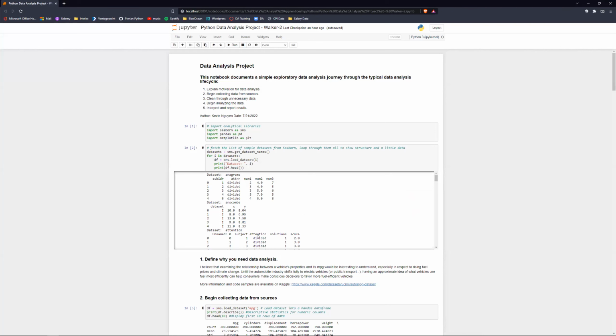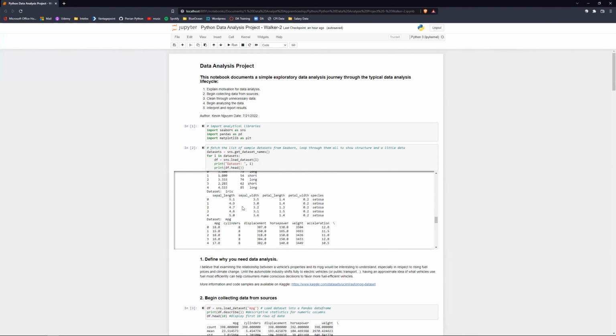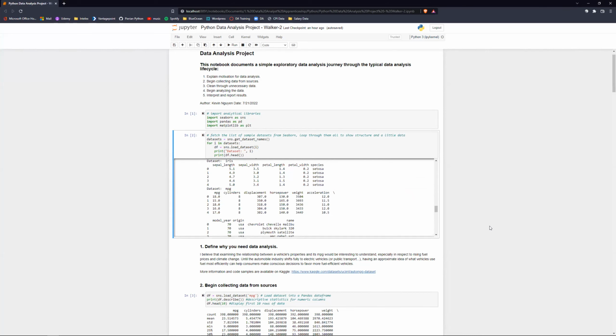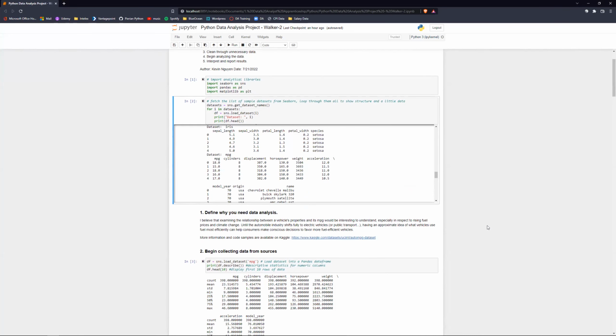Yep, looks good. Okay. So for my data analysis project, I just stuck with what was in Seaborn. And I decided to do the MPG data set because I'm not a car guy, but our infrastructure is kind of built around cars. And with a lot of attention climate change has been getting, I thought it would be interesting to look into fuel efficiency, at least in this data set. So that's what I did.